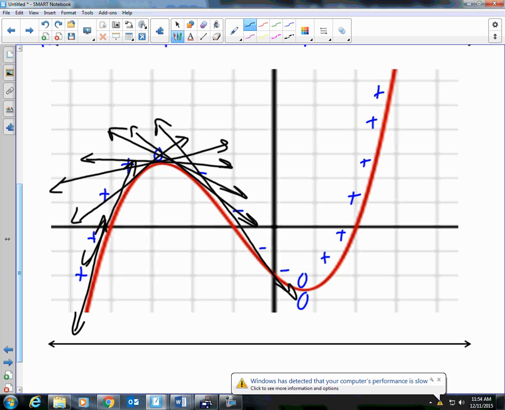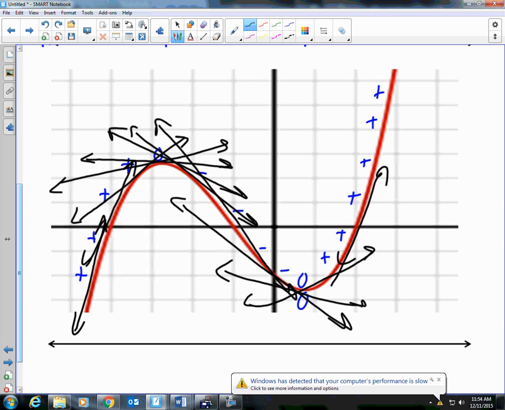But after this spot, doesn't it start to pull back up? You see how it's dropping, dropping, dropping. But now it's pulling back up, right? And so that happens right about here, where it stops dropping down and it starts pulling back up. And that's what we call our point of inflection.